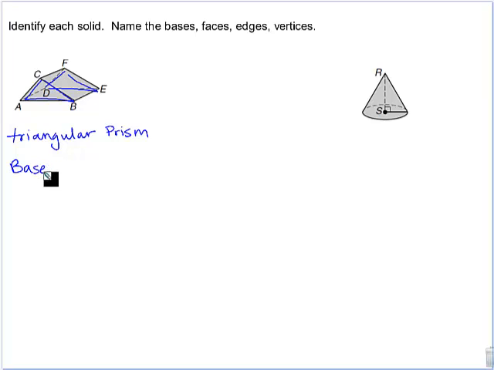Okay, so here we have 2 bases. The bases are your 2 triangles. Your front triangle is triangle ABC, and your back one is triangle DEF. So those would be our 2 bases.